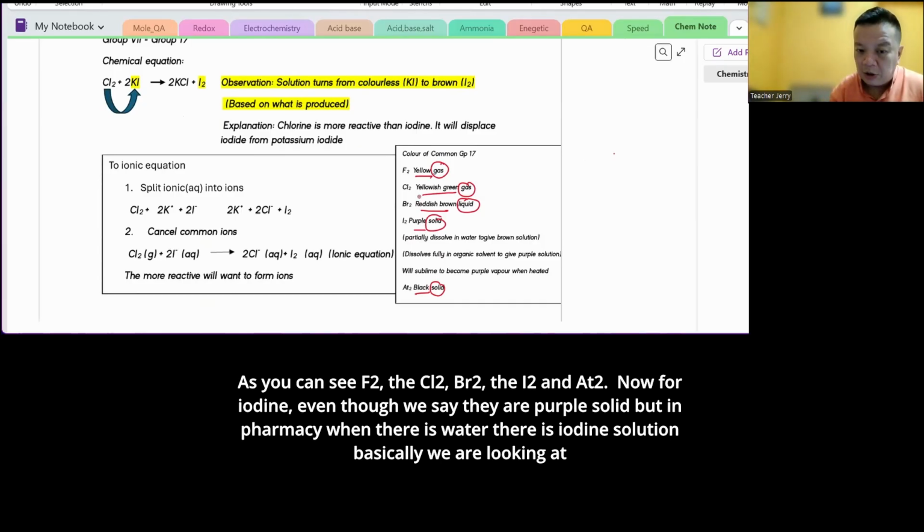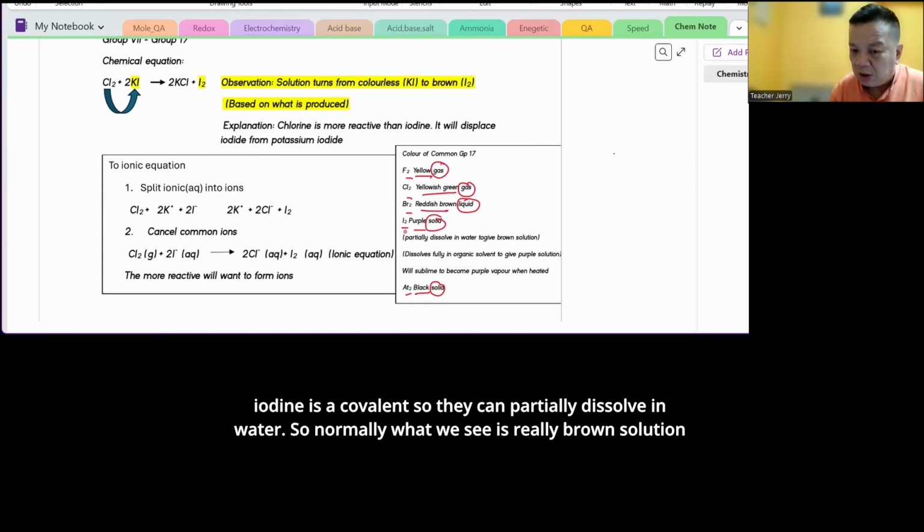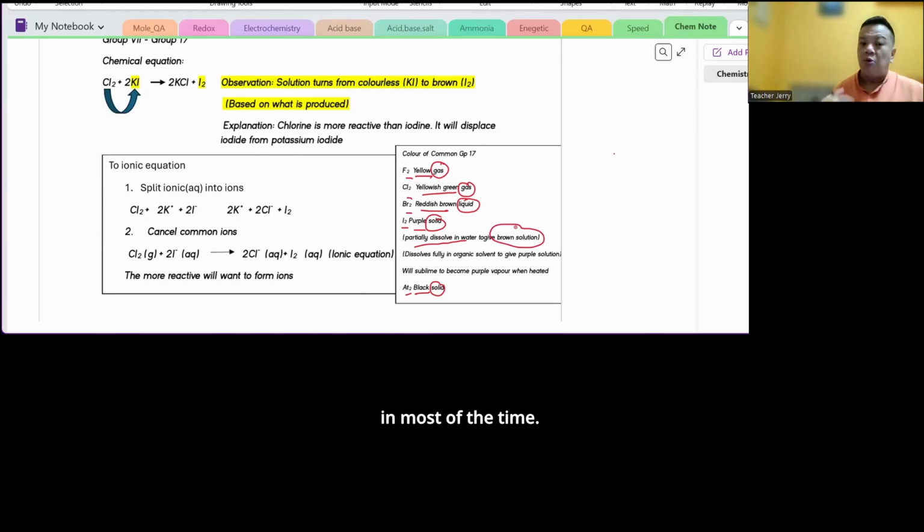I can see the diatomic molecules: F2, Cl2, Br2, I2. Now for iodine, even though we say it's a purple solid, in pharmacy, when there's water, there's iodine solution. Iodine is covalent, so it can partially dissolve in water. So normally what we see is really a brown solution, most of the time.